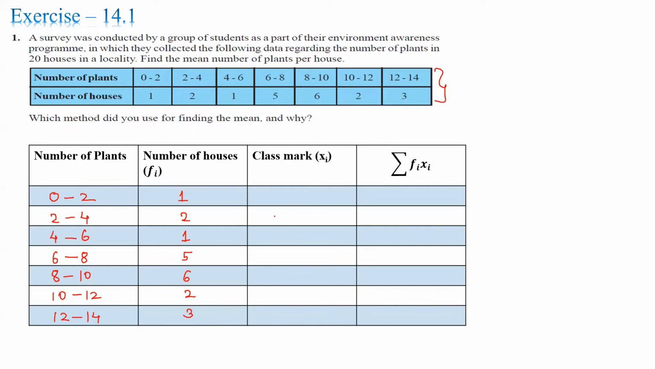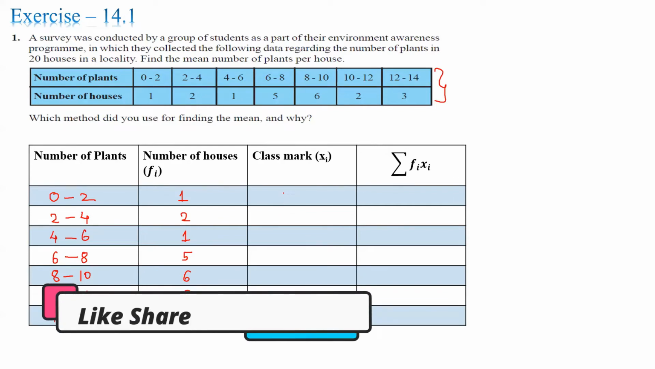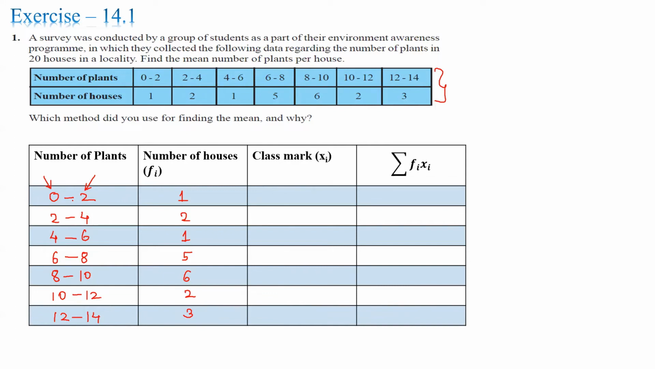Next, we have to find the class mark. What is class mark? How do we get the class mark? Upper limit plus lower limit divided by 2. Here the lower limit is 0 and the upper limit is 2. So after adding both, 2 by 2, the class mark will be 1. For the next it will be 3. Next 5. Next 7. Next 9. Next 11. And next 13.